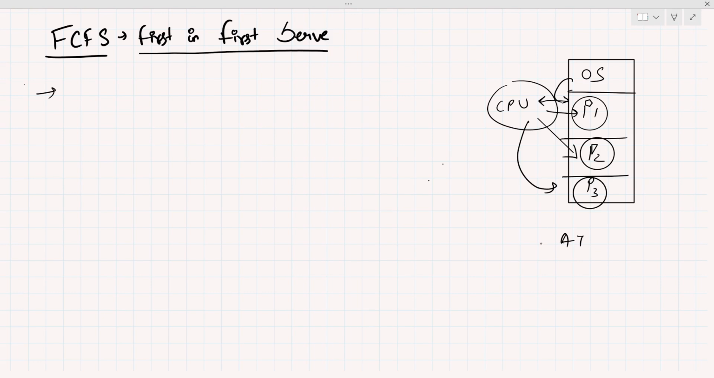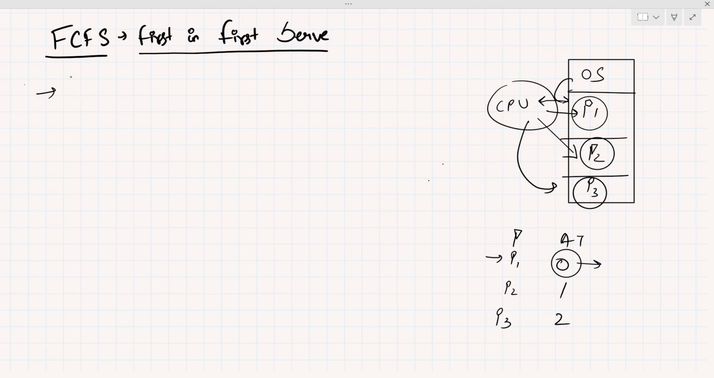Okay, so let's say we have processes P1, P2 and P3. The arrival time of P1 is 0, P2 is 1 and P3 is 2. Arrival time means when the process comes into the ready queue. So P1 is the process who comes first in the ready queue because its arrival time is 0. Whichever process has the minimum arrival time comes first in the ready queue. And what FCFS says is that the first process in the ready queue will get the CPU first.